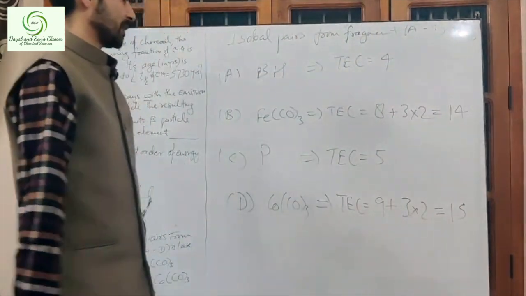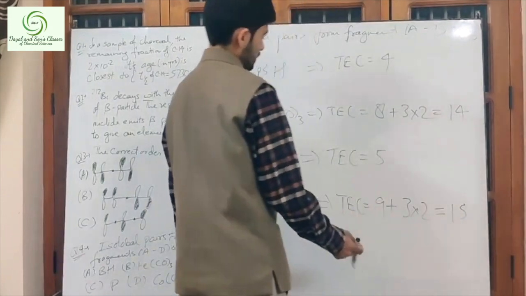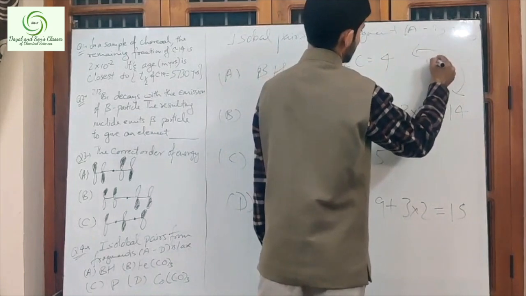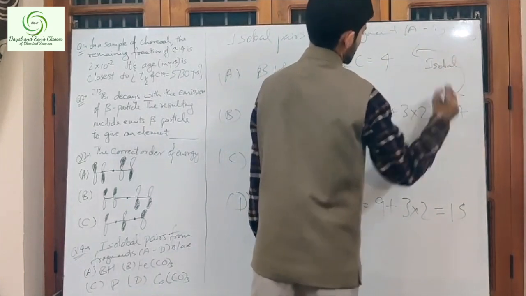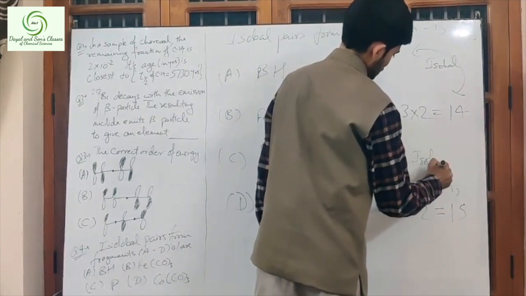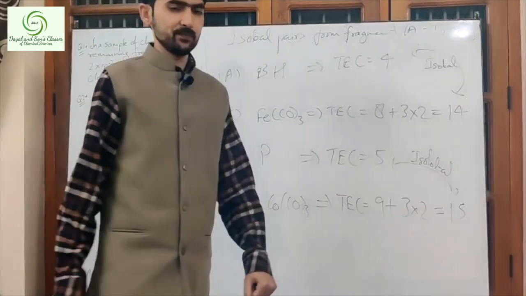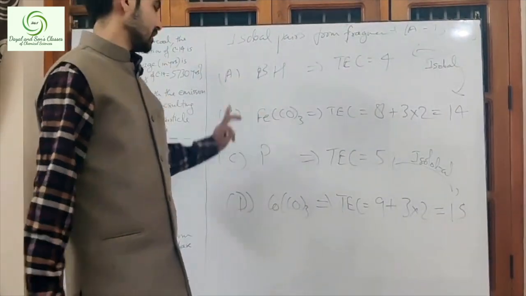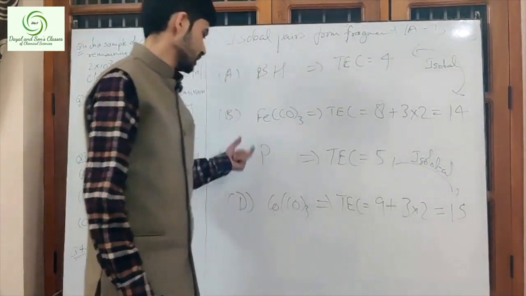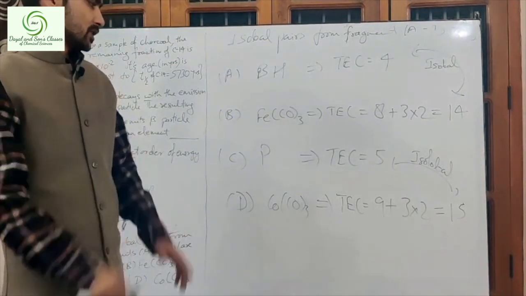So the isolobal pairs among these are, these two are isolobal and these two are isolobal. So the isolobal pairs were A and B, C and D. A and B one pair, C and D the second pair. So the correct option would be the one in which we have A and B as well as C and D. So this is all about it.